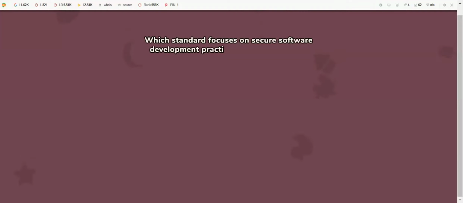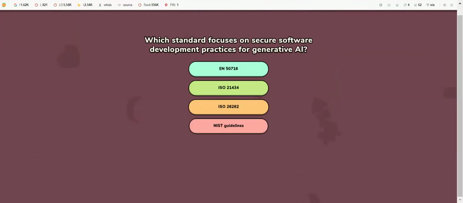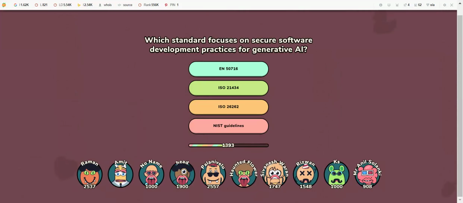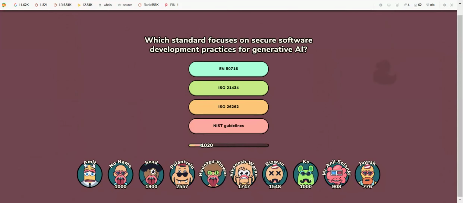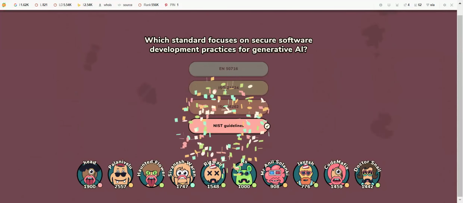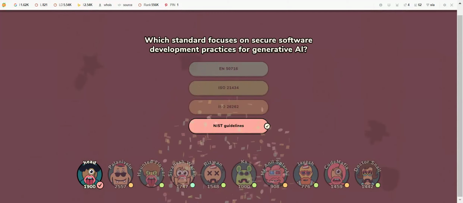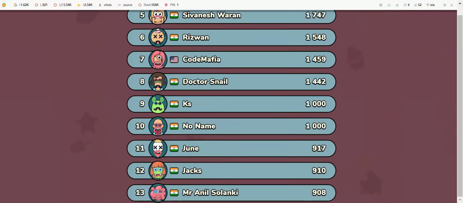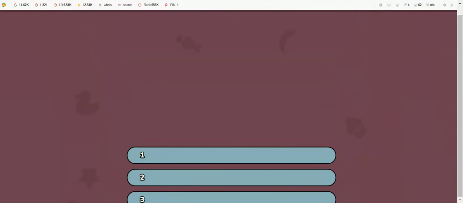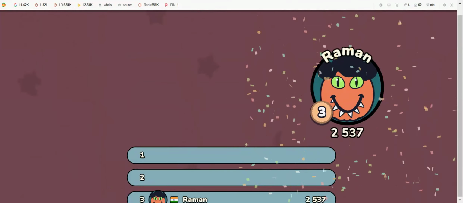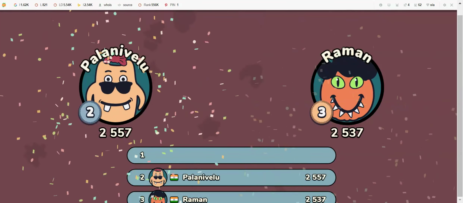Final question. Double points. Which standard focuses on secure software development practices for generative AI? NIST guidelines. Third place, Raman. Second place, Palani Velu. And the winner is Ted.